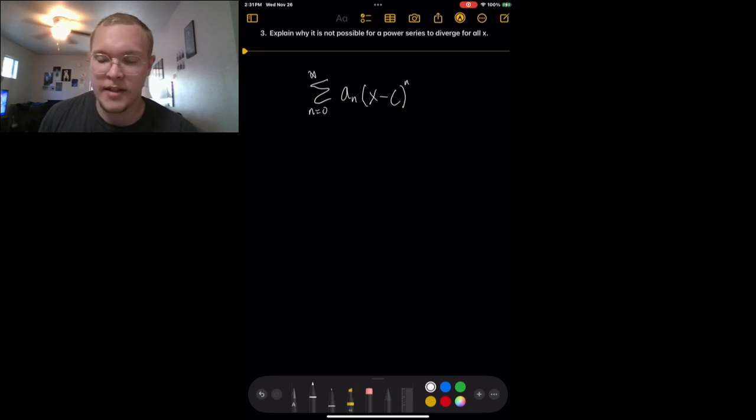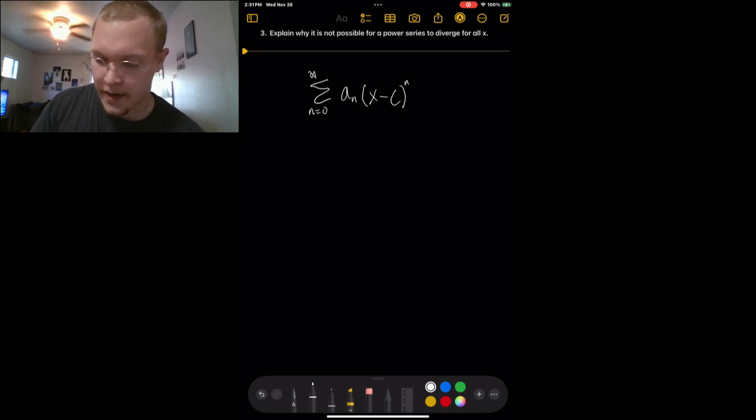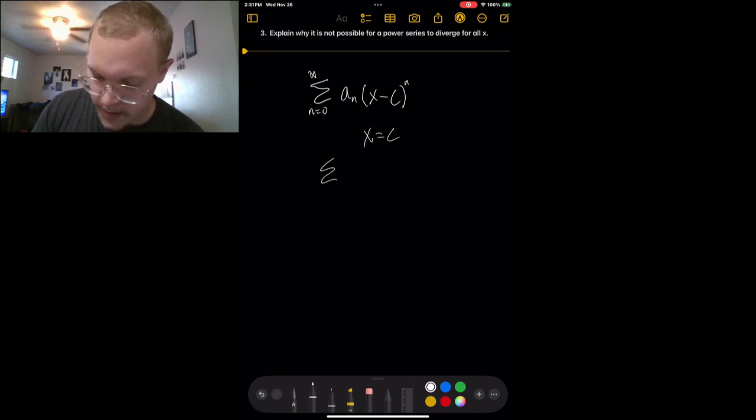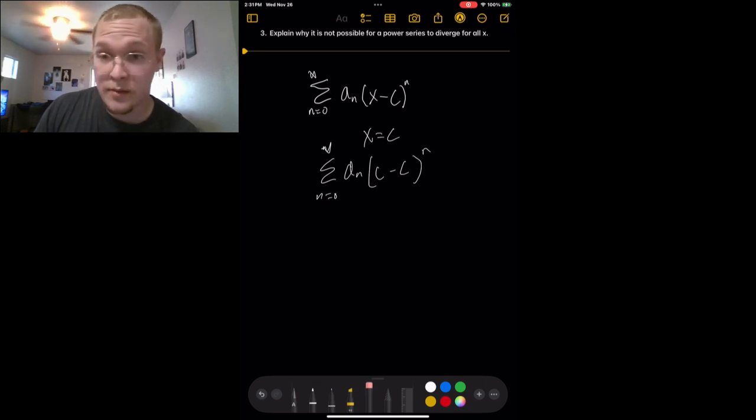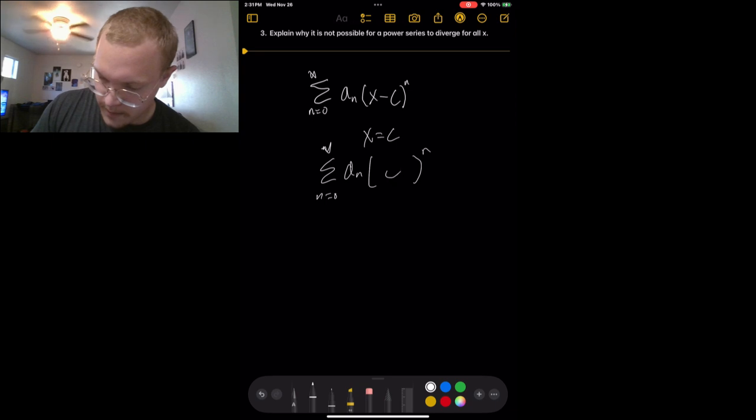It is not possible for a power series to diverge for all values x because any given power series will always converge at its center. I'm going to show you that here. Whenever you look at the center, that's when x equals c. We're going to have the series as follows: a sub n times c minus c to the n. This is going to be equal to 0, so I'm just going to write 0 here.